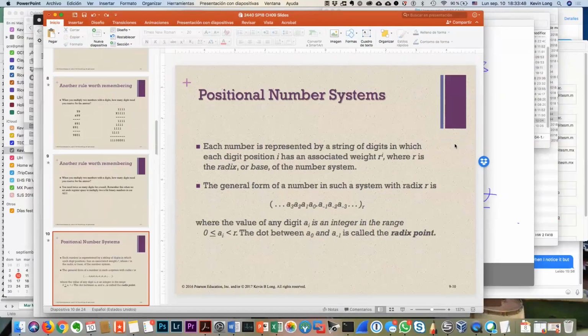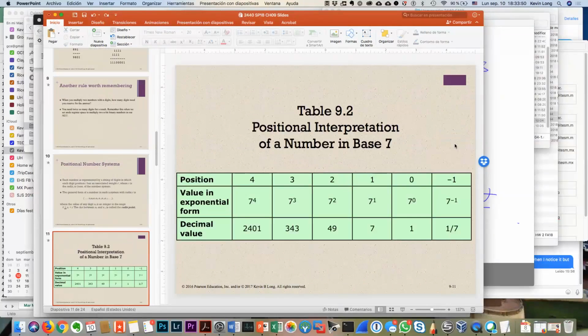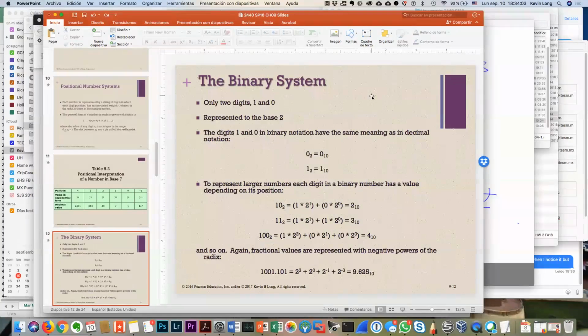Okay, so these are what are called positional numbering systems. This works in all bases. So in this case, it's base 7. But again, it's the numbers 0 through 6 times their position: 7 to the 4th, 7 to the 3rd, 7 squared, etc. Right, same kind of idea. So let's get to binary. That's why we're all here, right?